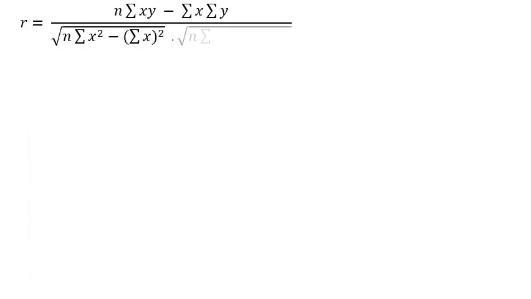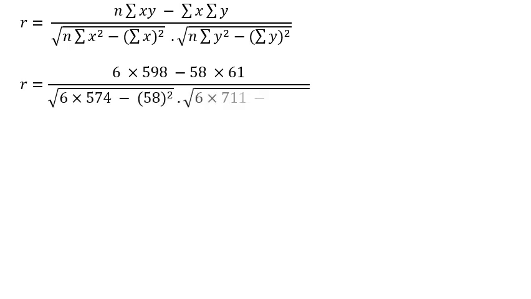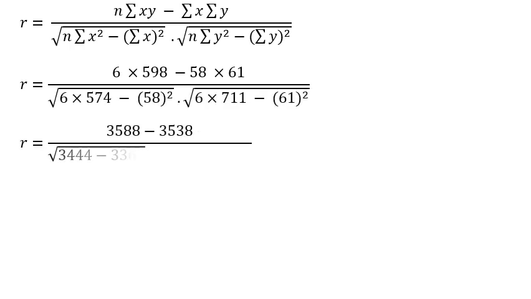Write down the formula: n summation xy minus summation x summation y upon under root n summation x square minus summation x the whole square into under root n summation y square minus summation y the whole square. It is just like uv method, u replaced with x and v replaced with y. Put the necessary values there. So as you can see, we will write down the values. Once we have written down the values, we will multiply the necessary values.